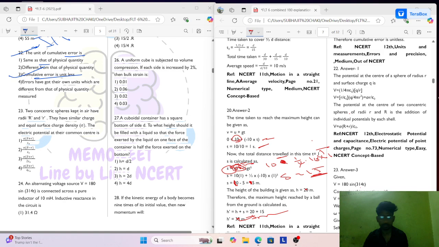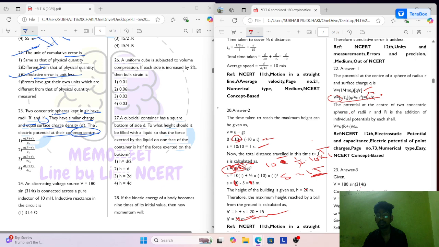From this you can calculate V is equal to sigma R divided by epsilon naught, where sigma is equal to Q by 4 pi R square. This is our sigma, right? The potential at the center of two concentric spheres is the addition of the potential of each shell. So this will be equal to sigma into capital R plus small r divided by epsilon naught. So option number 1 is the correct option.